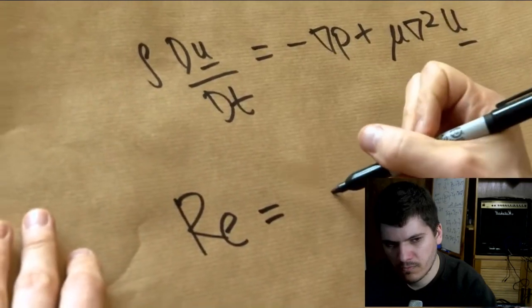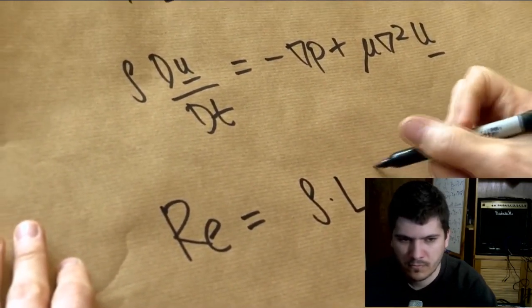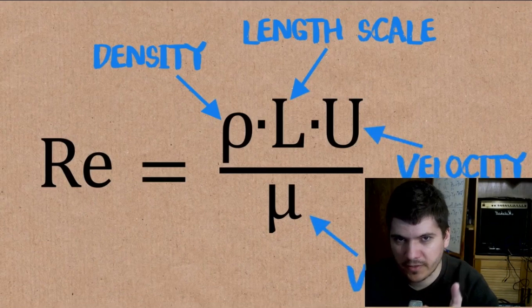Now, you want to get the Reynolds number. So we need to define what the Reynolds number is. We label it with RE, and it's going to be our density rho times a length scale L times a velocity U divided by viscosity. Dynamic viscosity.